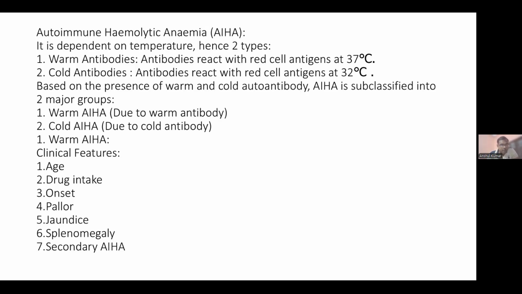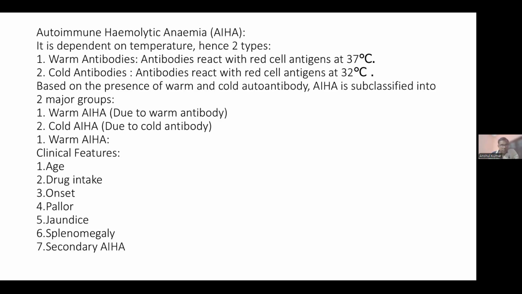There is a female preponderance with a female to male ratio of 2:1, which means that if two females are affected, one male is affected. So in females, there are more chances, and it is common in all age groups and especially in children. Second is drug intake. History of drug intake, especially of methyldopa, must be excluded here.